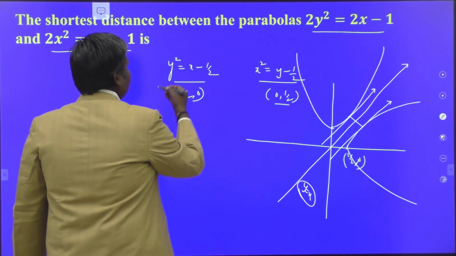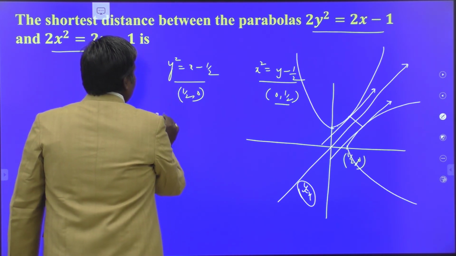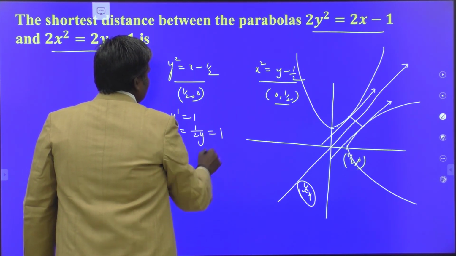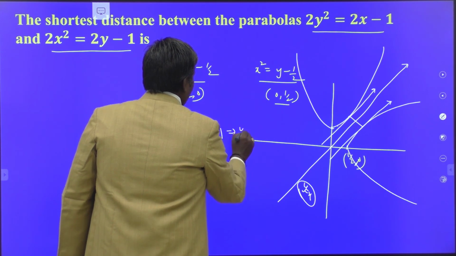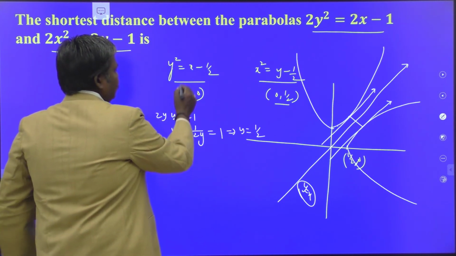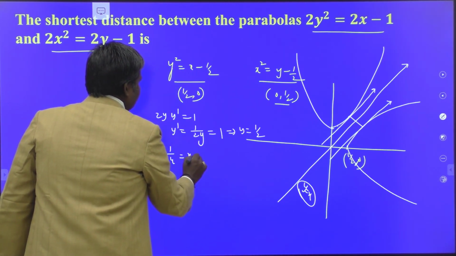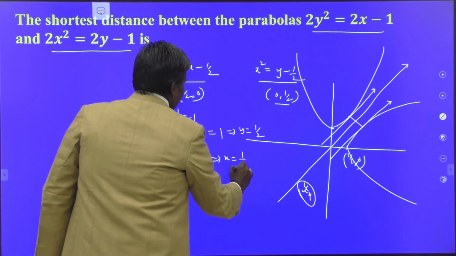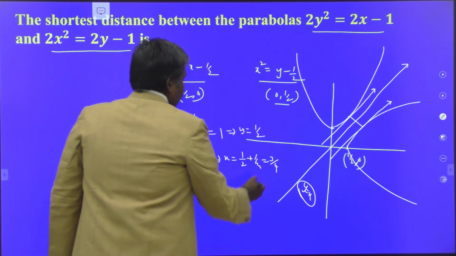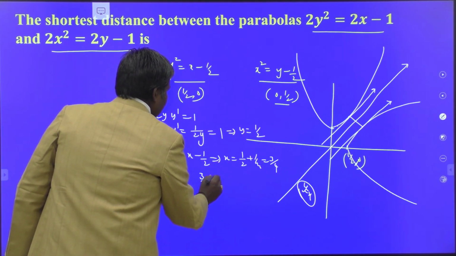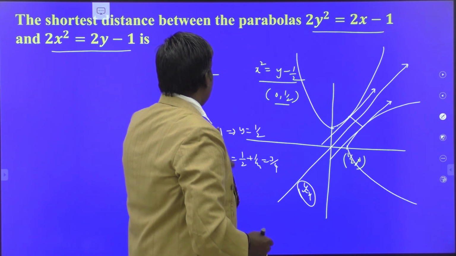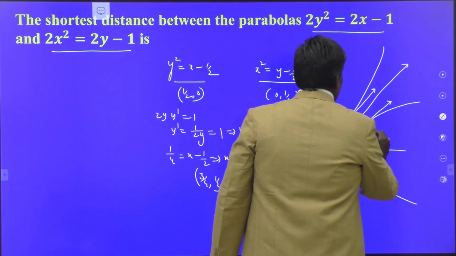We have to make their slopes equal. So differentiate the first curve, y² = x − 1/2. We get 2y y' = 1, so y' = 1/(2y). Make it 1 because the slopes are equal. Therefore y = 1/2. When y = 1/2, substitute in the curve itself: 1/4 = x − 1/2. Therefore, x = 1/2 + 1/4, that is 3/4. So (3/4, 1/2) is the point of contact of the parabola y² = x − 1/2 to this tangent.